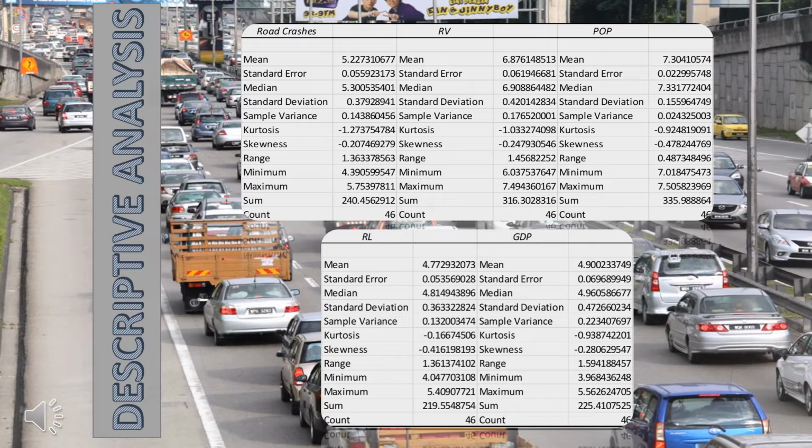0.336. The typical height falls 4.41 from the mean of 4.77. The range tells us that the spread from the highest to the lowest is 1.26. For the GDP data, the standard deviation is 0.47. The typical height falls 4.43 from the mean of 4.9. The range tells us that the spread from the highest to the lowest is 1.6.